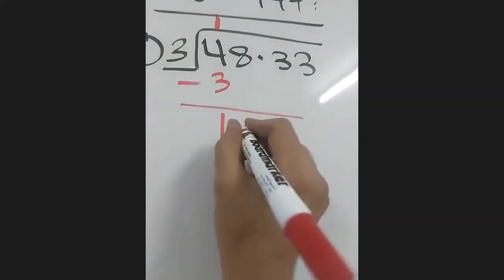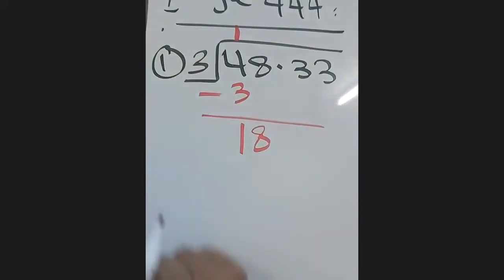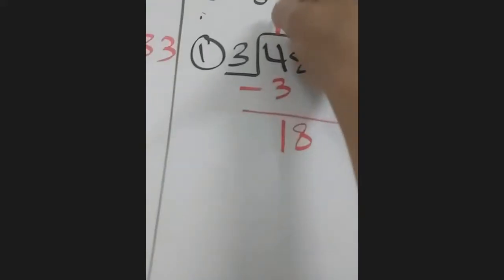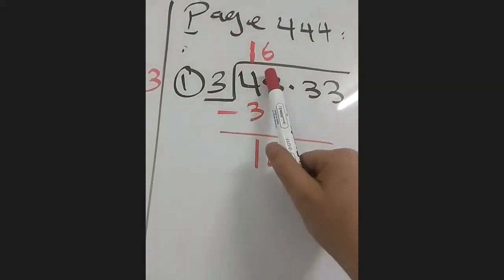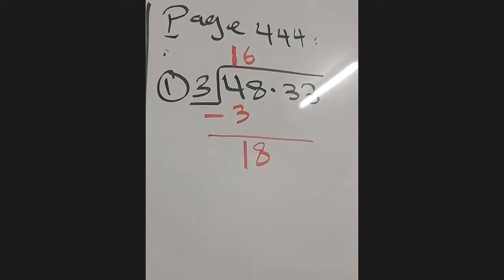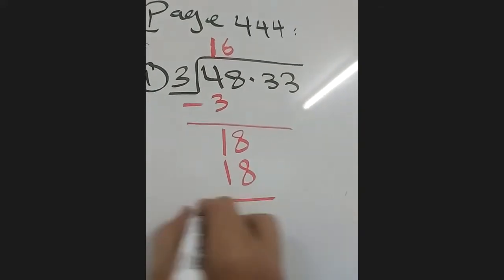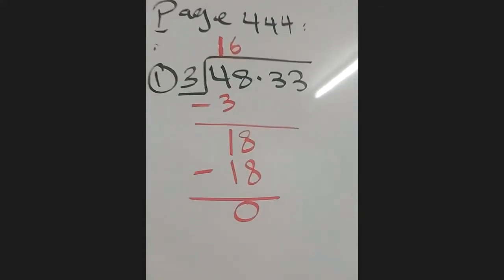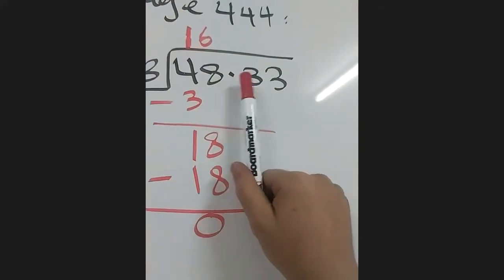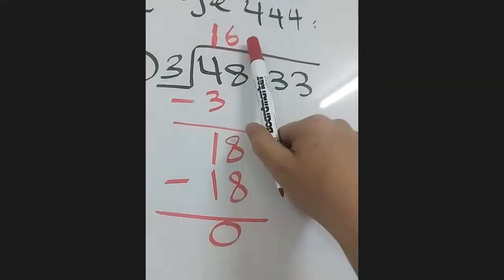8 down. Now 18 divided by 3. How much? 6. Exactly. Now 6 multiply 3. How much? 6 multiply 3 equals 18. Excellent. Subtract. 0. Done with the 48. Now what do we have before we get the 3? Decimal. Put it up directly.